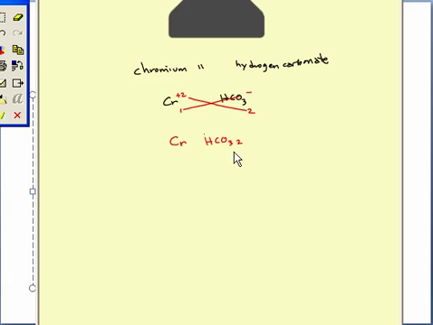Anytime we have more than one polyatomic ion, we need to put parentheses around it. Let me write these a little closer. There we go. There's the correct formula. And let's do our charge check. Chromium has a total charge of +2. Each hydrogen carbonate has a charge of -1, so these do cancel out and our formula is correct.